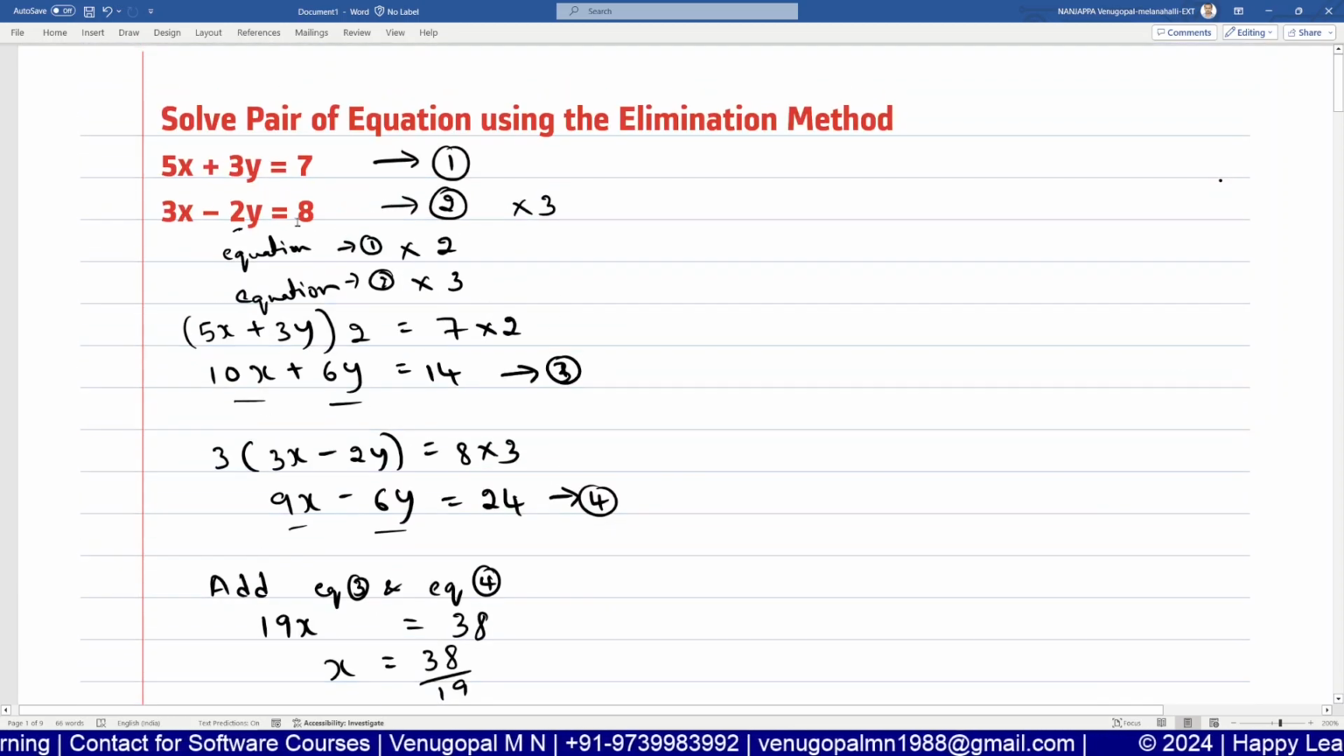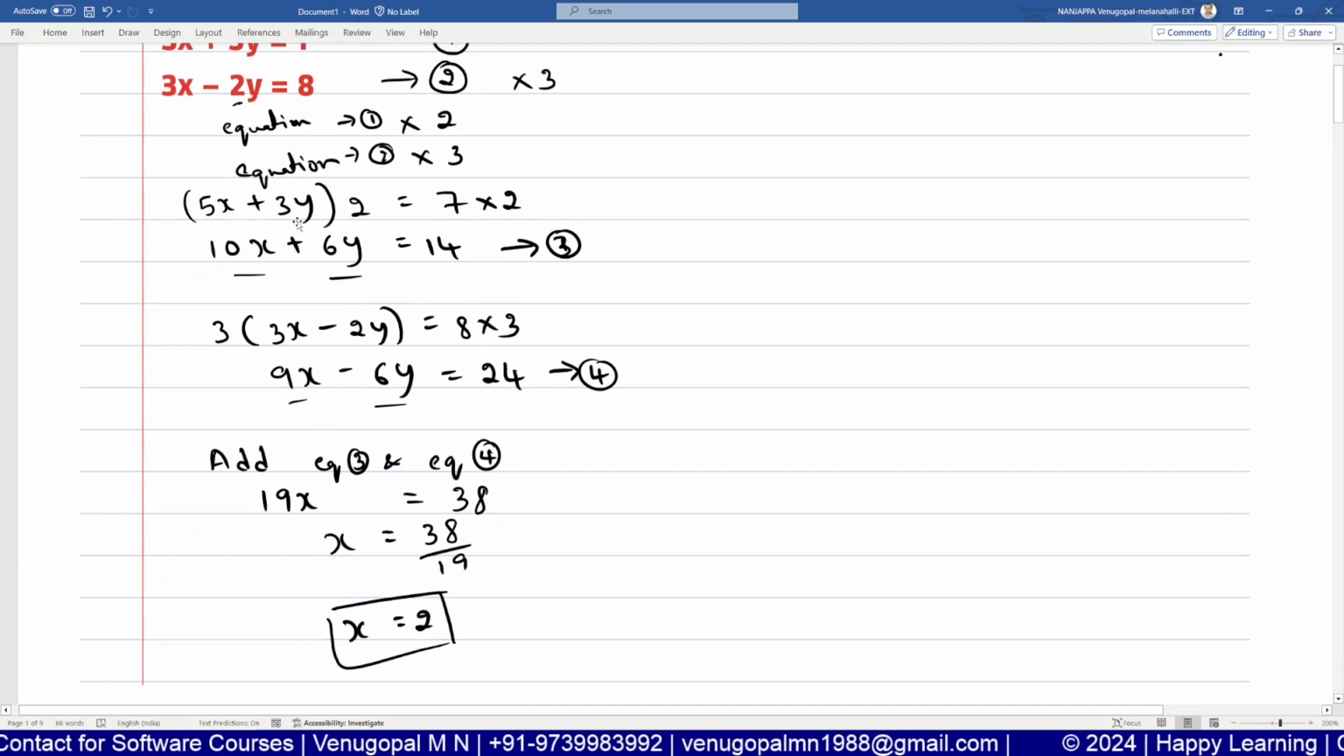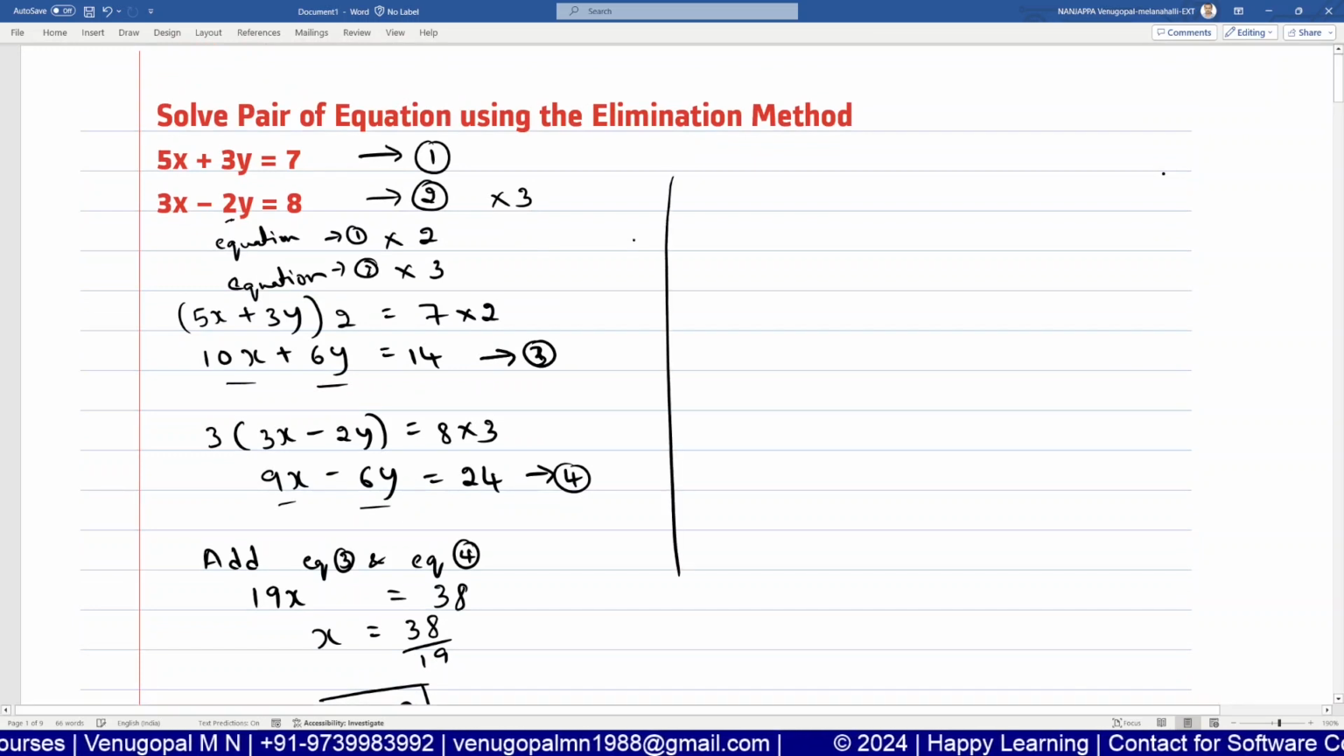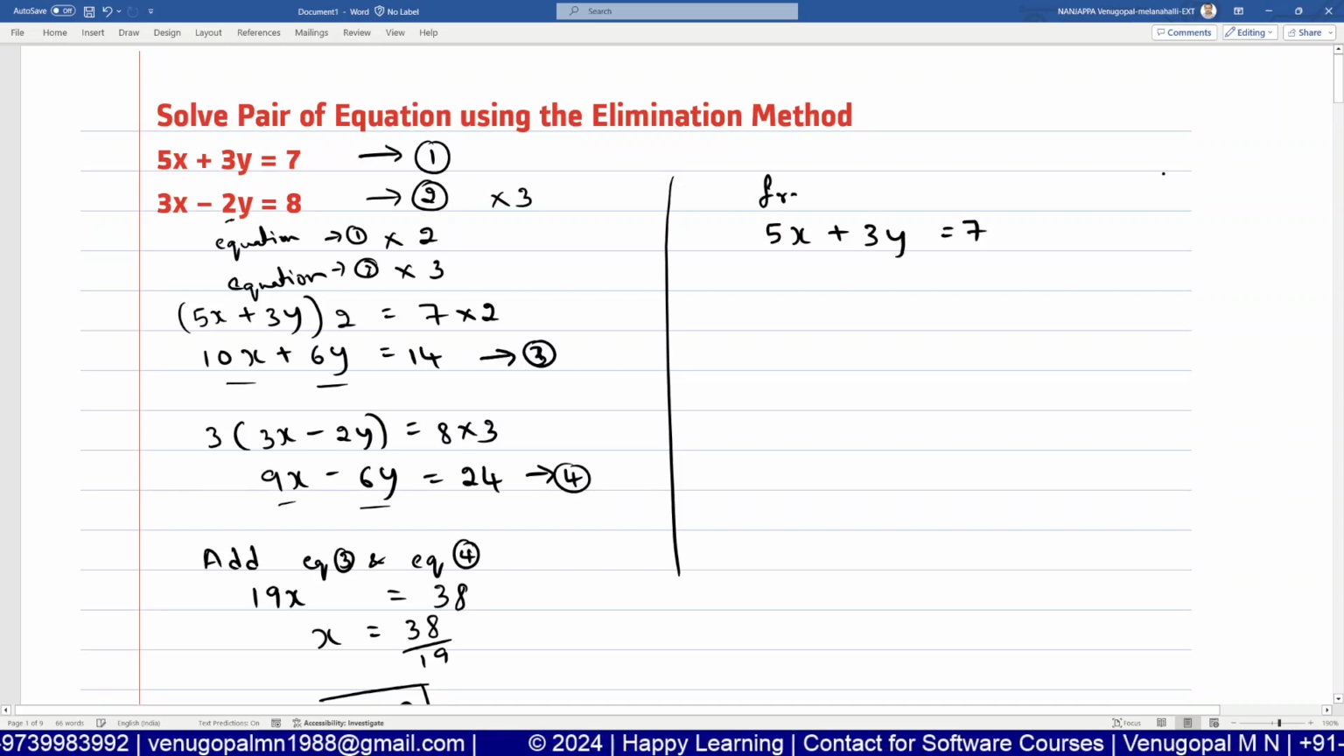We have equation 1 or 2, we can substitute the value of x. Okay guys, so we know x is equal to 2. Now what we can do over here, we can take any equation. Let us take the first equation, 5x plus 3y is equal to 7 from equation 1, correct.